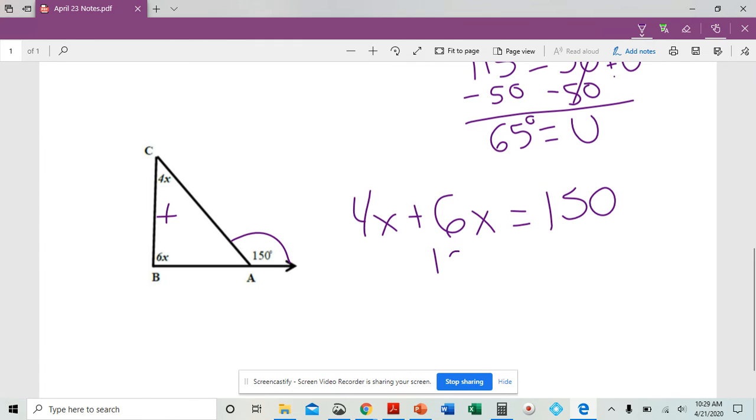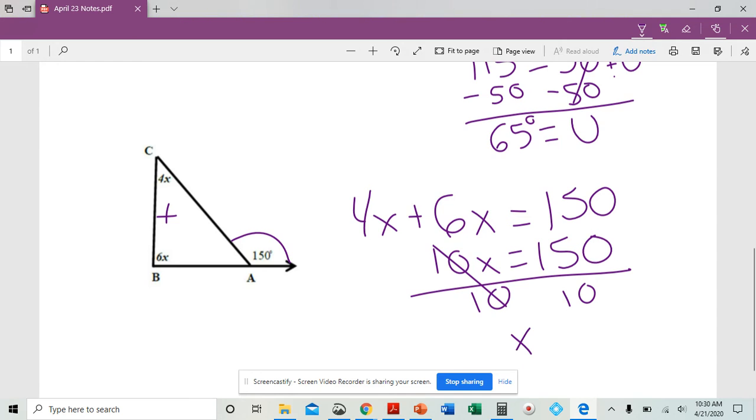We're going to combine like terms, and we're going to isolate our variable. We're going to get that x equals 15. Now, you may be able to stop at x equals 15 if they want you to just solve for the variable. Many times, they're going to want you to solve for each of the angles.